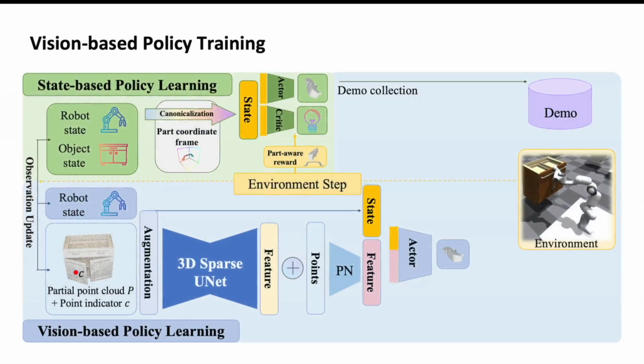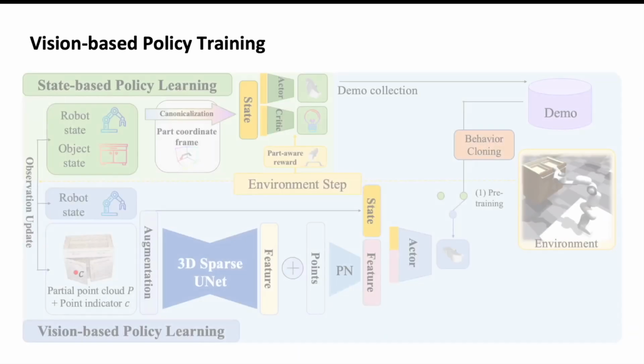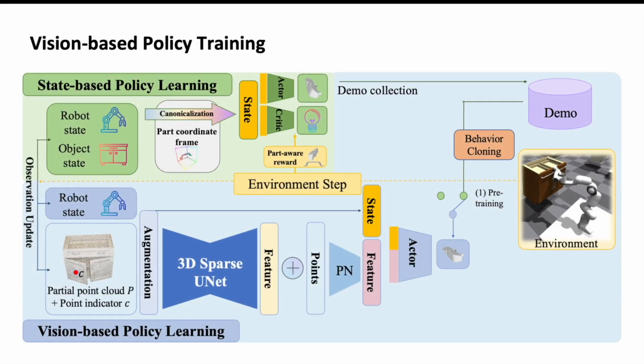For vision-based policy, given partial point clouds of objects, we use a sparse unit to extract the per-point feature. The per-point feature is concatenated to point clouds as new input dimensions. Then, a point net is used to get the global feature of objects. The global feature is concatenated by the robot state and input to the actor and critic MLP to predict the final actions. To train the whole pipeline, we first use collected demonstrations to pre-train the vision backbone and policy network.